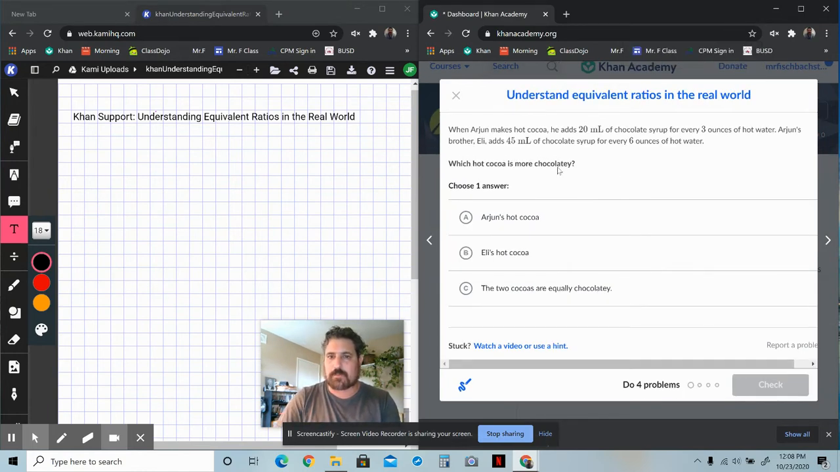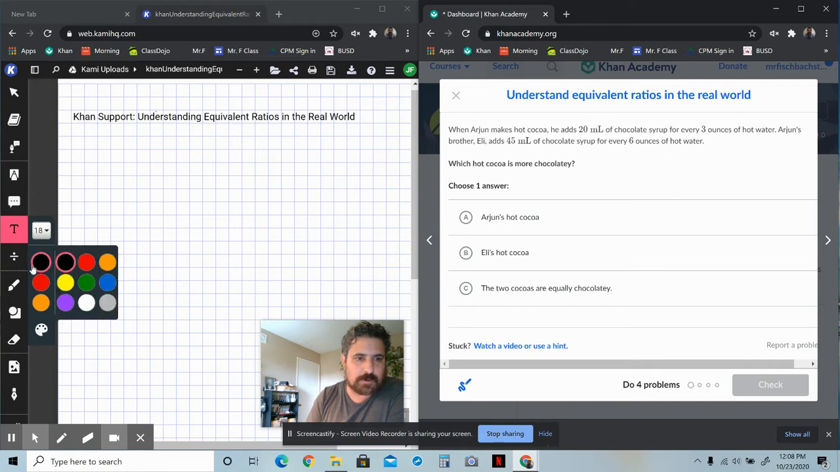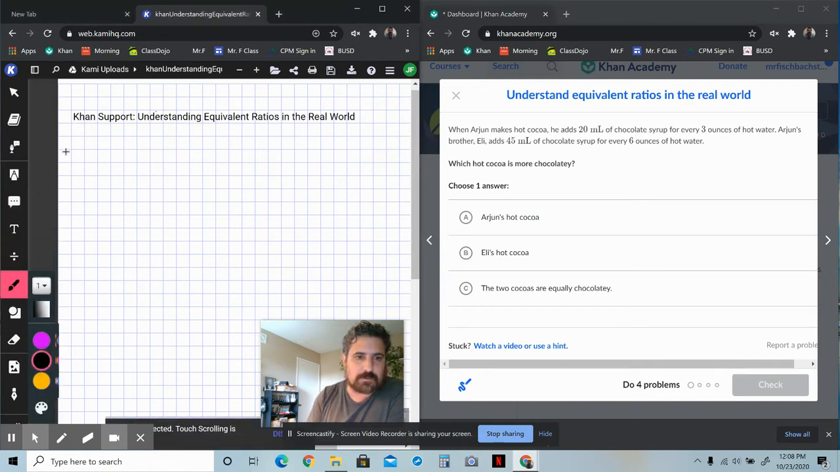All right. When Arjun makes hot cocoa, he adds 20 milliliters of chocolate syrup for every 3 ounces of hot water. Arjun's brother Eli adds 45 milliliters of chocolate syrup for every 6 ounces of hot water. Which hot cocoa is more chocolatey? Okay, so the first thing to understand here is that we're going to just use equivalent ratios and compare them, right?